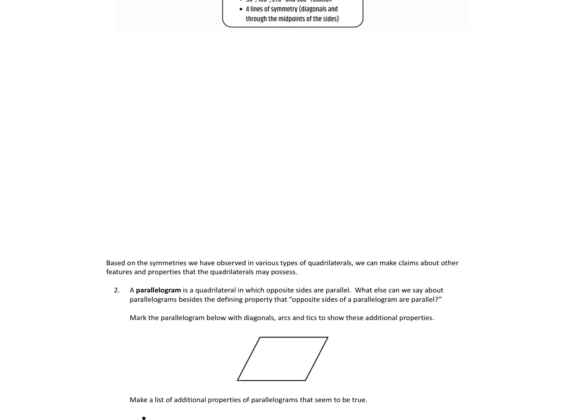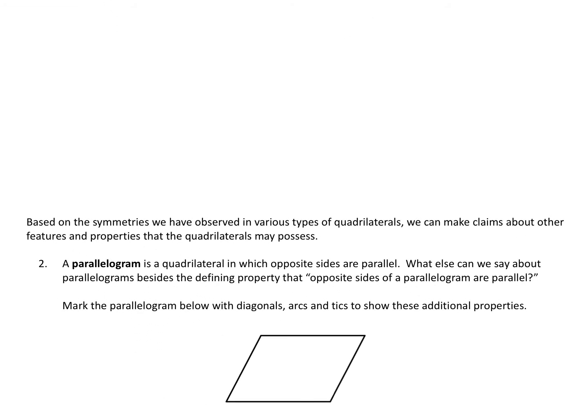So based on the symmetries we've observed in various types of quadrilaterals, we can make claims about other features and properties that the quadrilaterals may possess. Okay, so this is like our summary of all the features of each of our 4 quadrilaterals. So let's talk about a parallelogram first. It is a quadrilateral in which opposite sides are parallel. So that's huge right there.